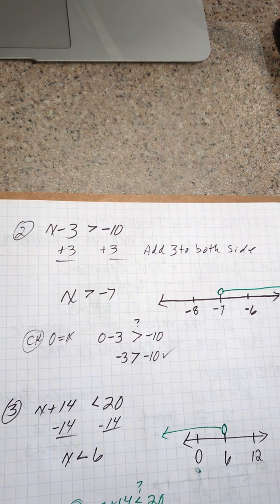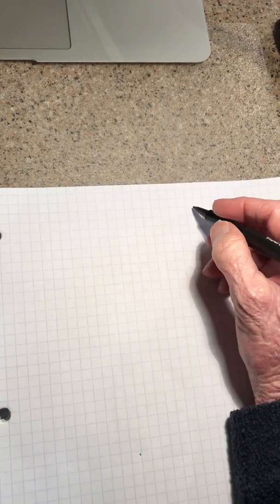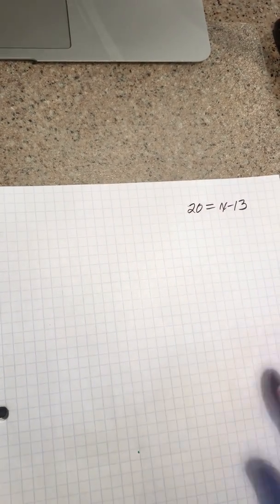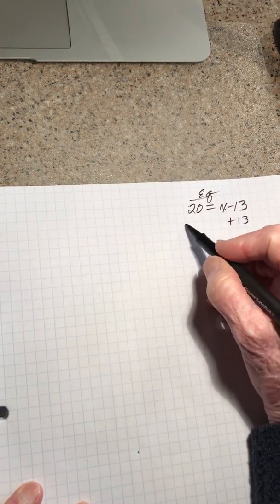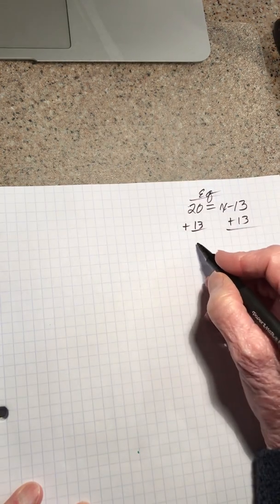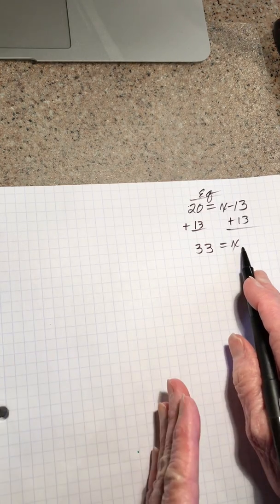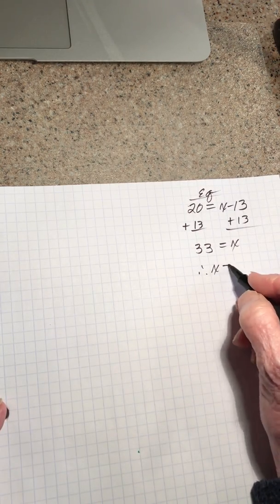Okay, now one other thing that I want you to think about is sometimes the variable is on the right side of the inequality sign. When we used to do equations, if we had 20 equals x minus 13, we were okay. We learned that we're still going to add 13 to both sides, and we get 33 equals x. So we read that 33 equals x. Now we can also read that equation, x equals 33. So we could just say, therefore, x equals 33.